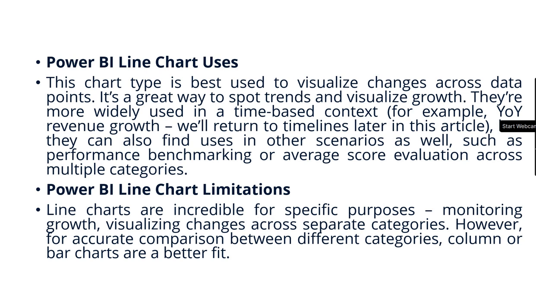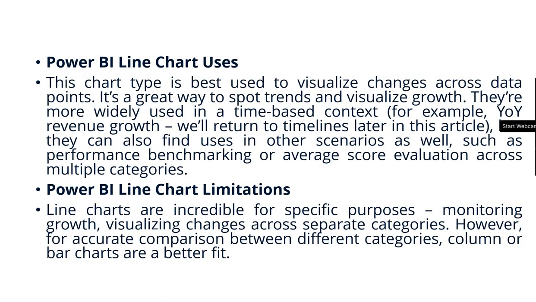They can also find uses in other scenarios as well, such as performance benchmarking or average score evaluation across multiple categories. What are the limitations of the line chart? Line charts are incredible for specific purposes, monitoring growth, visualizing trends. However, for accurate comparison between different categories, column or bar charts are a better fit. So this is all about different kinds of charts, and we have some more charts too, and we will continue the information about different kinds of charts in the next video.